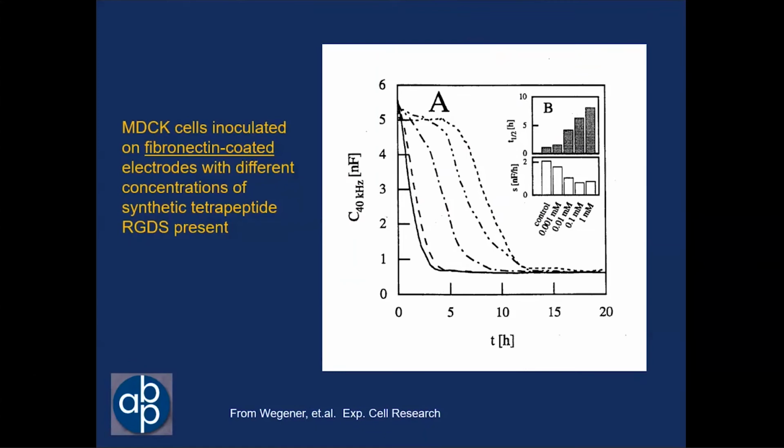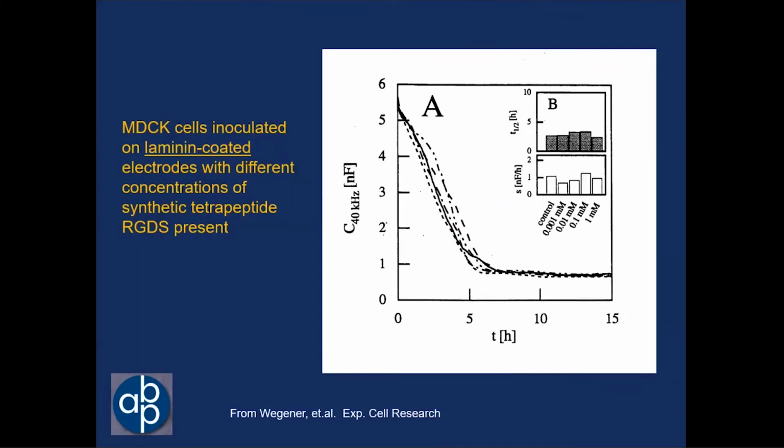And we can see we can delay the rate of cell attachment and spreading by adding increasingly high concentrations of this RGDS peptide. If we do this exact same experiment, but we change the coating on the electrode to laminin, this is what we see. Again, we're not competing in the same way with laminin as we did with fibronectin, and the cell attachment and spreading is effectively not affected by the presence of the tetrapeptide.